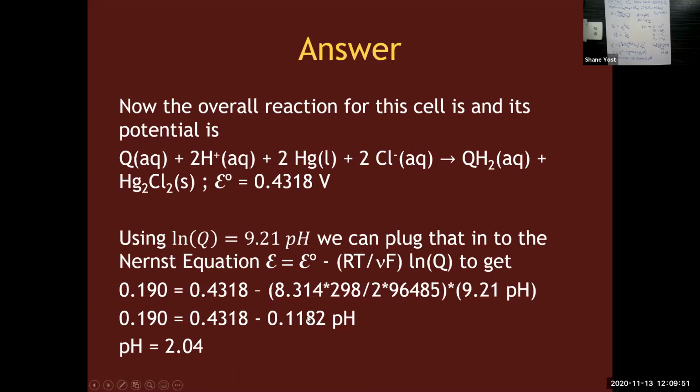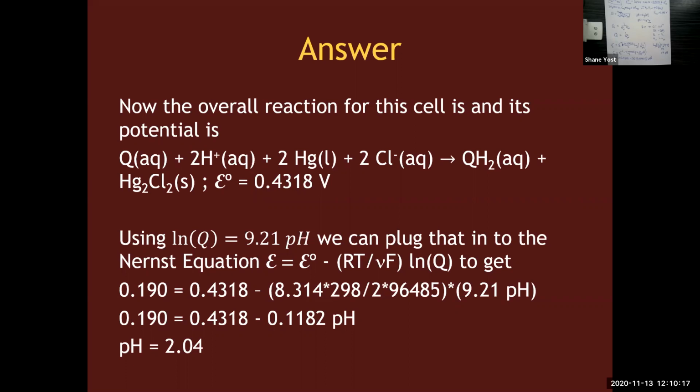So that 2 times 0.059156 should hopefully come out to be 0.1182. And so then you get the exact same equation, you get the pH 2.0. So how I did it online or on the slides versus how I just worked it out in person is slightly different, but both should give the exact same answer. So any questions about this example?